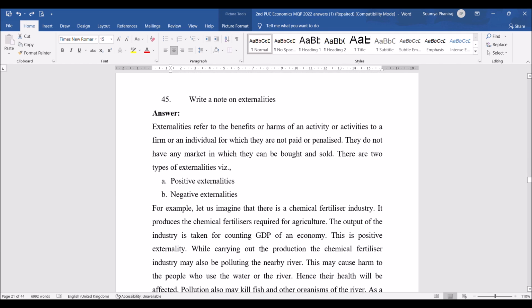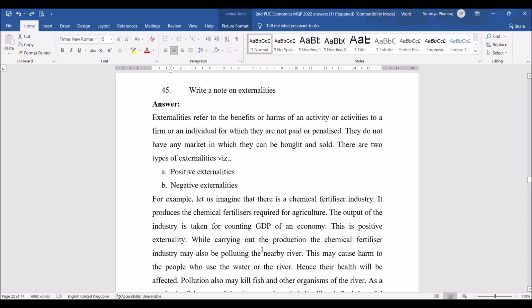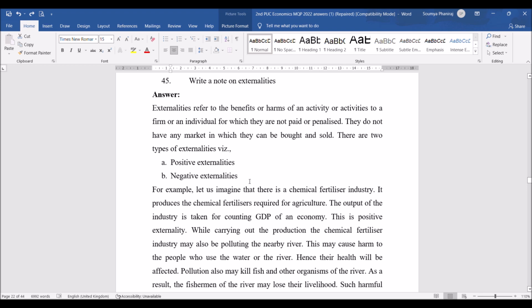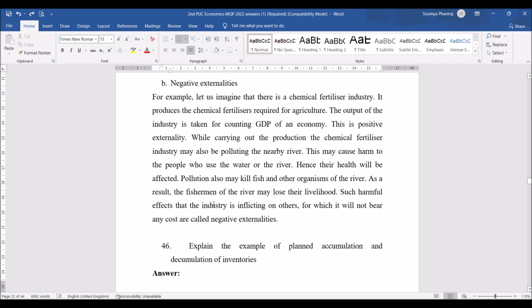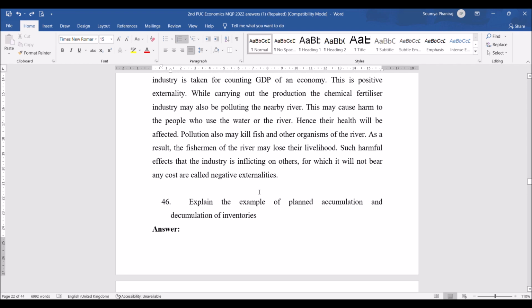The next question is write a note on externalities. Again, there are two things, positive and negative. When you start the answer, write a simple meaning in 2 or 3 lines about externalities and then come to the body of the answer with positive and negatives, and then at the end you put a conclusion.